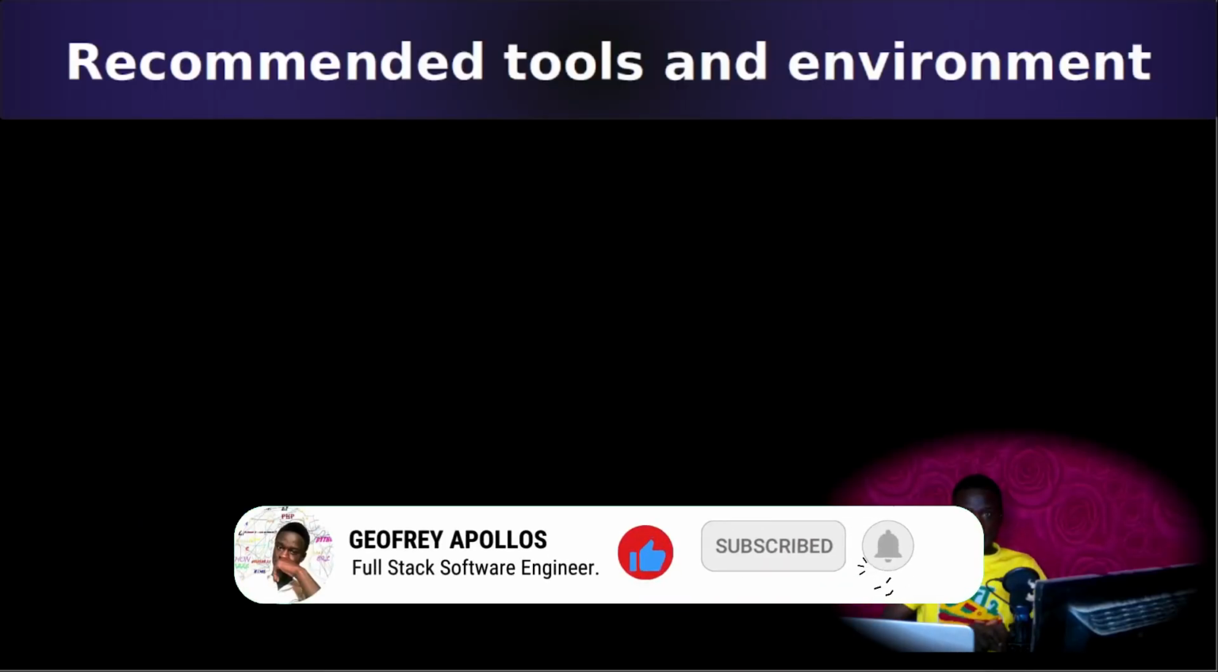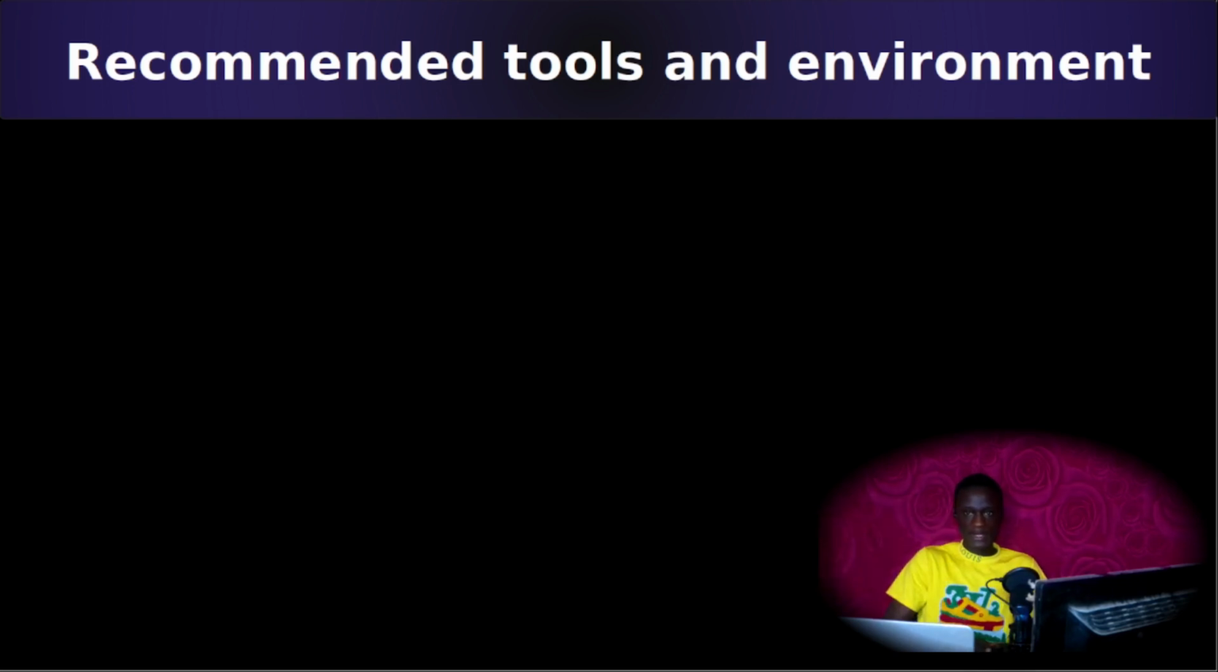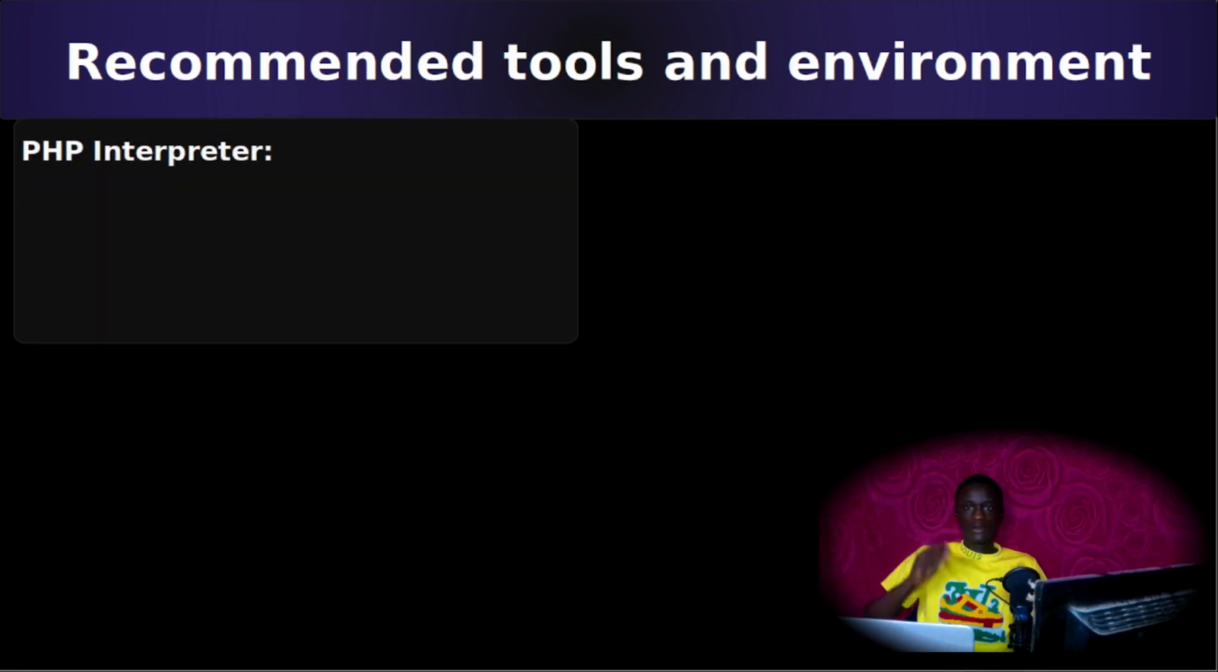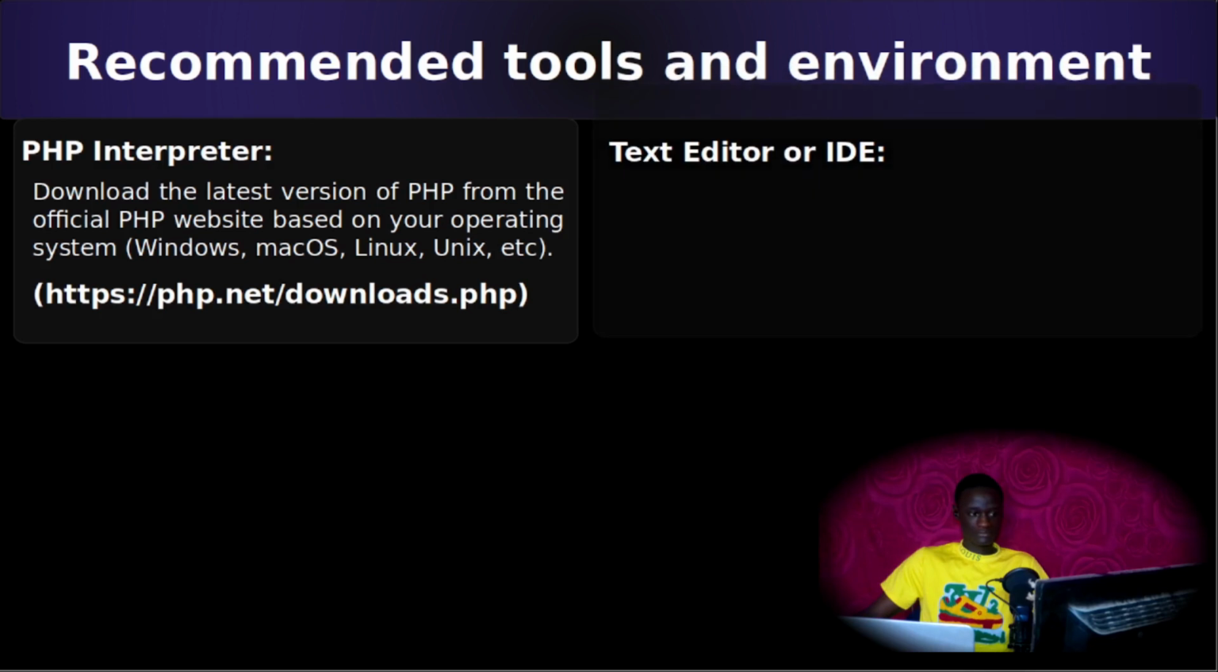So to get started with PHP, you will need a few essential tools and a suitable development environment. Remember in my recent video, I said interpreters are application software that translate high-level source code into machine-readable programs. So for this reason, we need to download the latest version of the PHP interpreter from its official website, php.net, based on your operating system, if you are running a Windows, a Linux, or a Mac operating system.